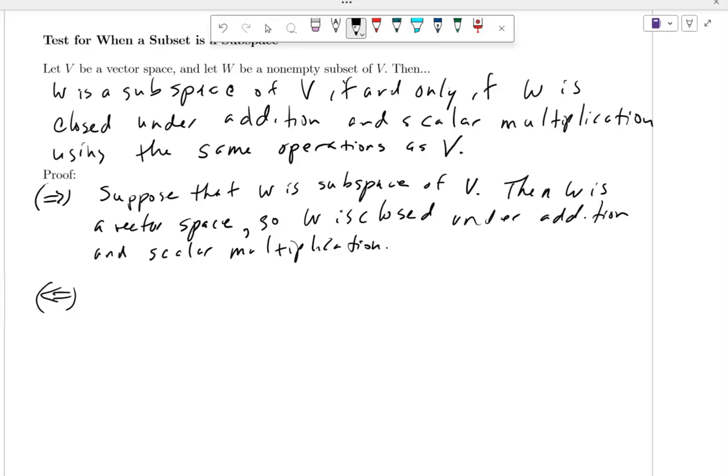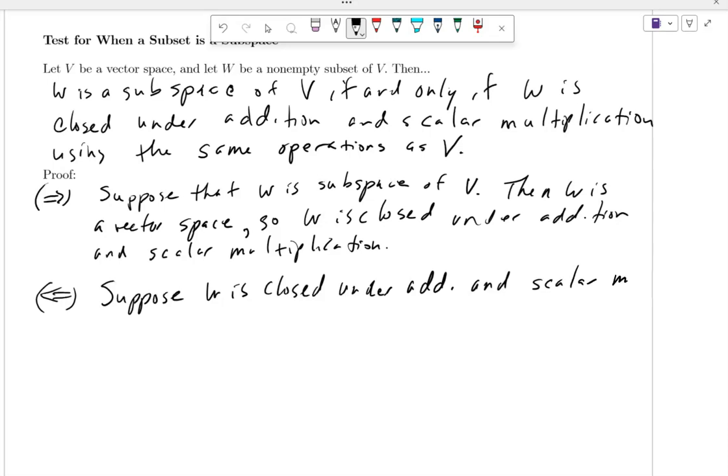So when I'm going the other direction, assuming the second statement and proving the first statement, I use that arrow pointing to the left. It's just telling me I'm assuming the second and going to the first. It's a common notation that mathematicians will write. So in this case, we'll suppose that W is closed under addition and scalar multiplication. Now we need to show that it is a vector space. That's the whole point, right? I need to show that it is a vector space.